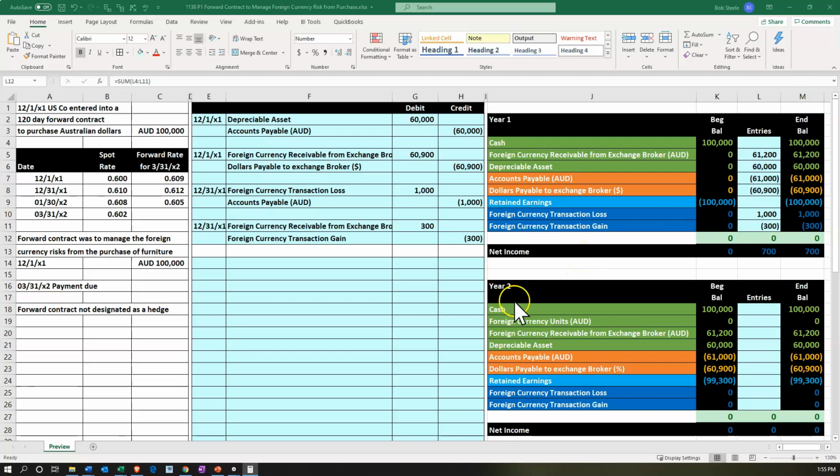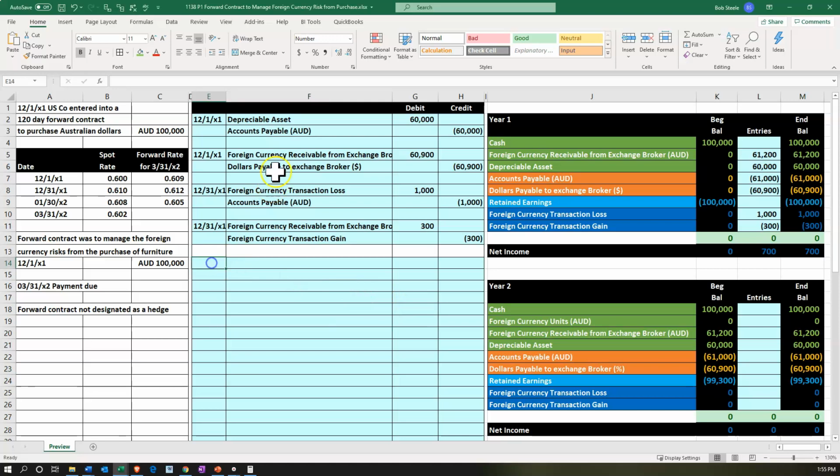So now we're going to say that in year 2, that's when this thing actually was paid. We're going to pay this thing. So we've got to revalue it again as of the time that we're going to make the payment. And then we've got to make the payment for it. So let's revalue the payable first. Let's think about the payable, which is currently on the books at the 61,000.